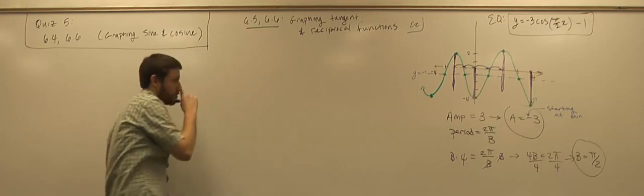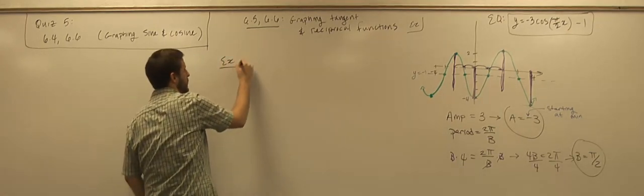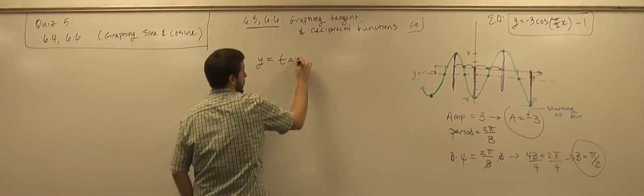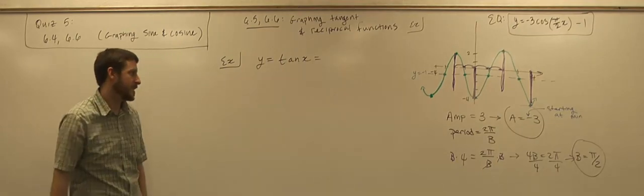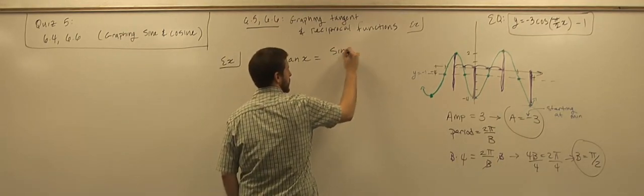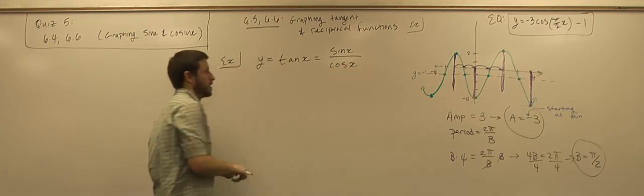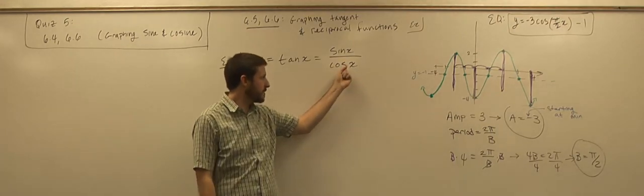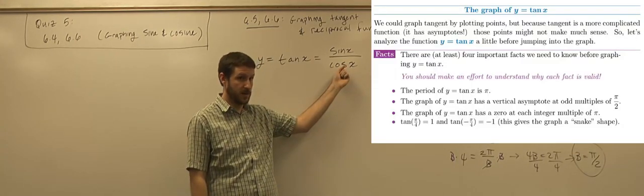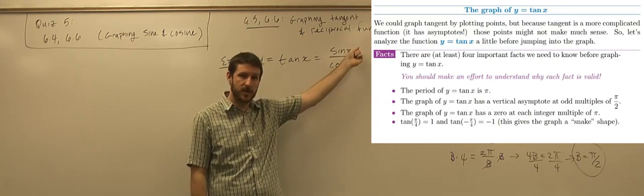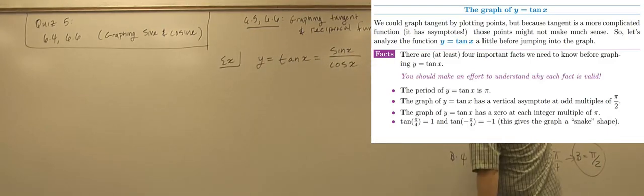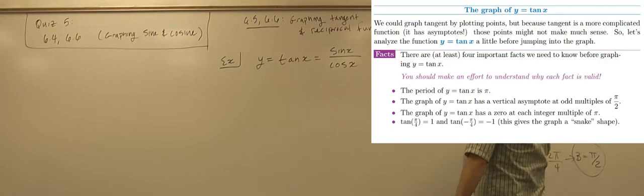When we graph tangent, at least for the starting graph, you want to think of tangent as sine over cosine. So when you're first starting to analyze the tangent graph, you think of this as sine x over cos x. What's going to happen with tangent is wherever the denominator is 0, you have a vertical asymptote, and wherever the numerator is 0, you have a 0 or an x-intercept. So what's very important to be able to graph tangent is to find out where the numerator is 0 and where the denominator is 0.